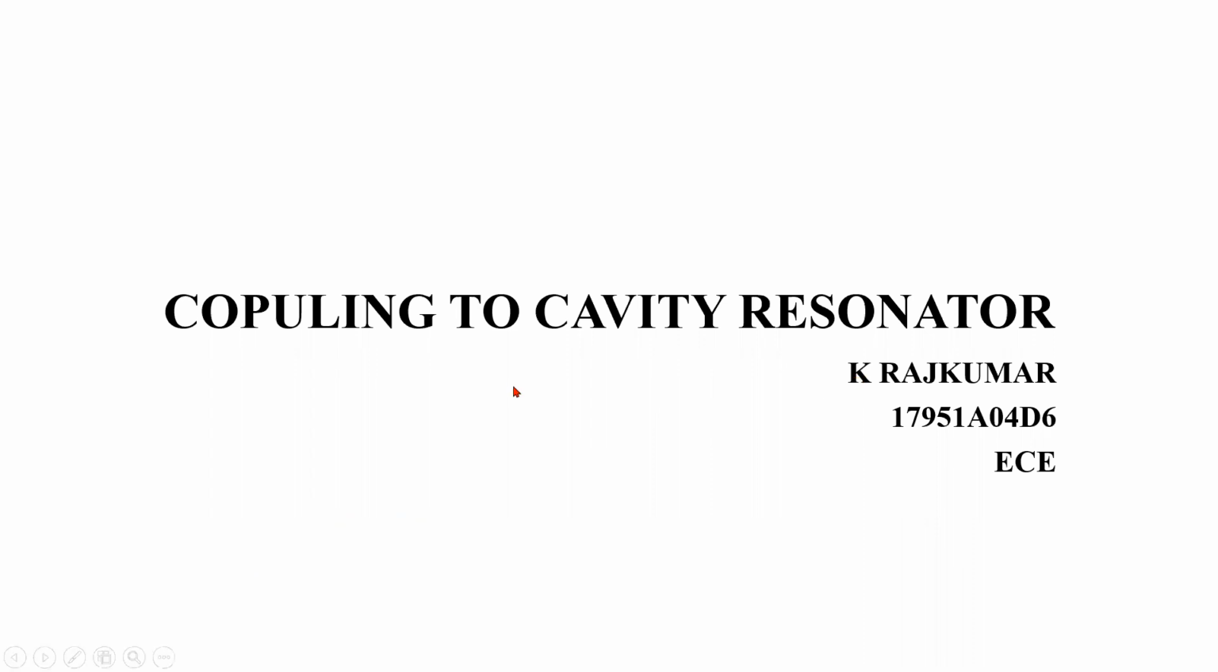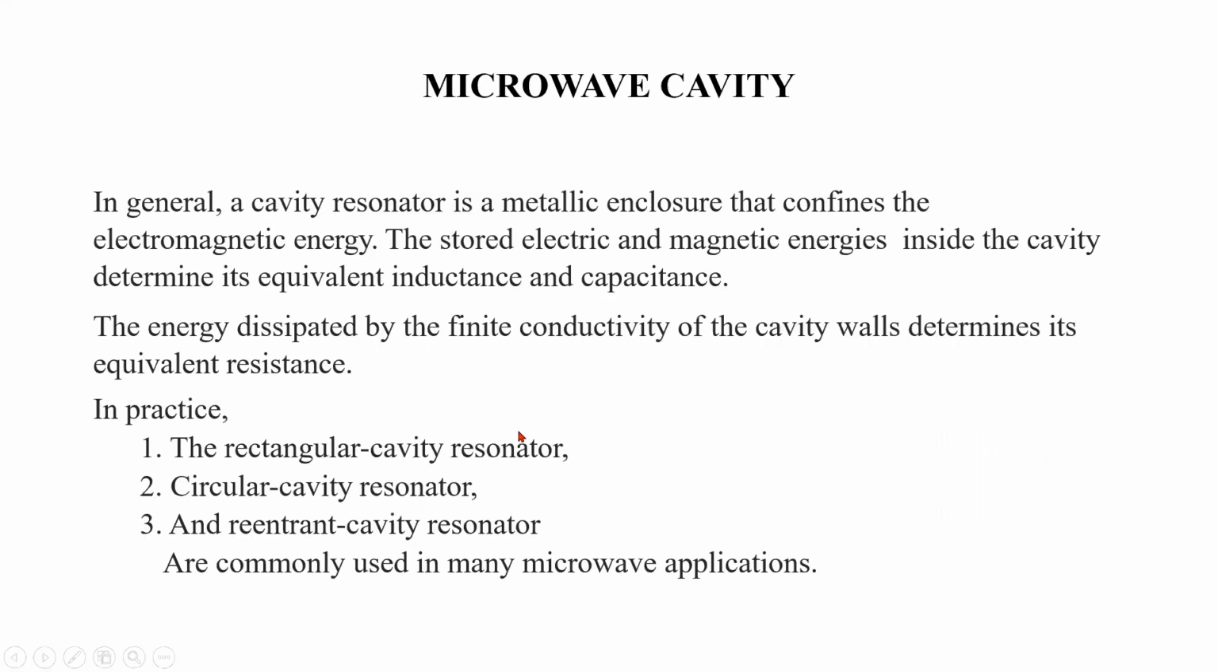First of all, we have to discuss what is a microwave cavity. In general, a cavity resonator is a metallic enclosure that confines the electromagnetic energy. The stored electric and magnetic energy inside the cavity determines its equivalent inductance and capacitance. The energy dissipated by the finite conductivity of the cavity walls determines its equivalent resistance. It is used to determine the equivalent inductance, capacitance and resistance of a cavity.